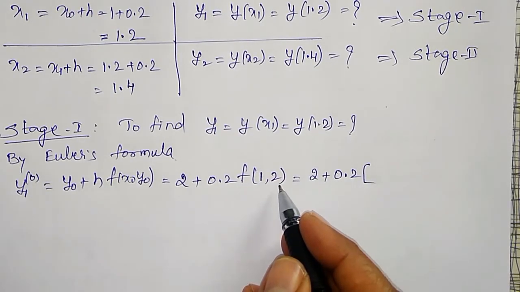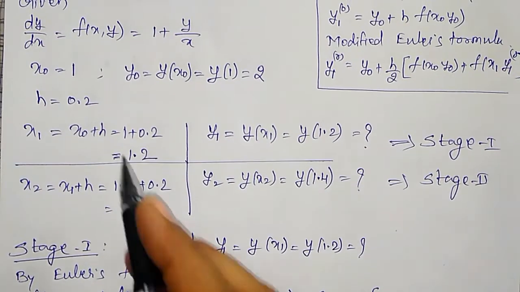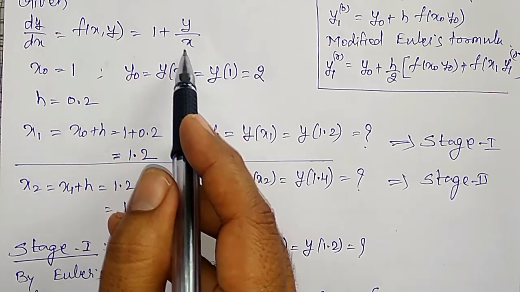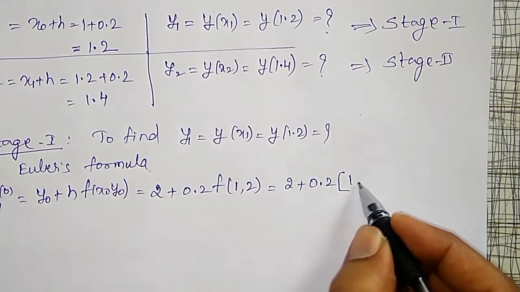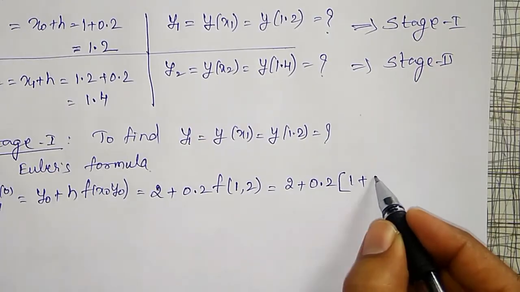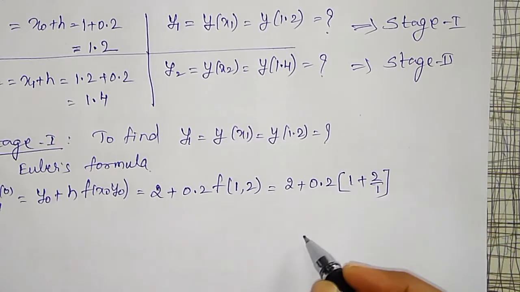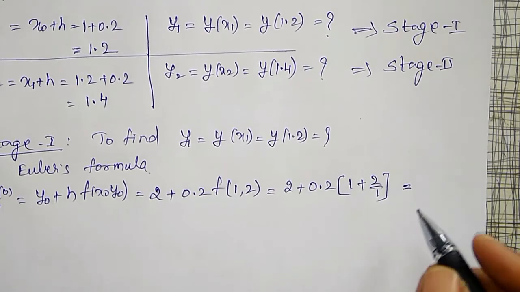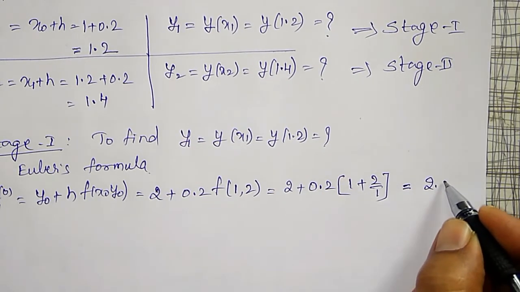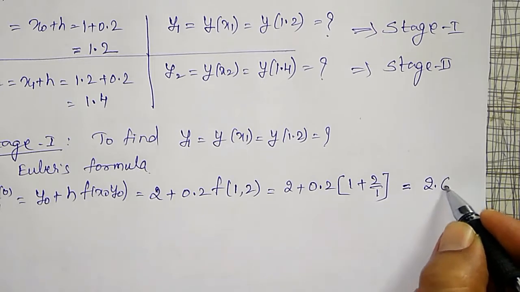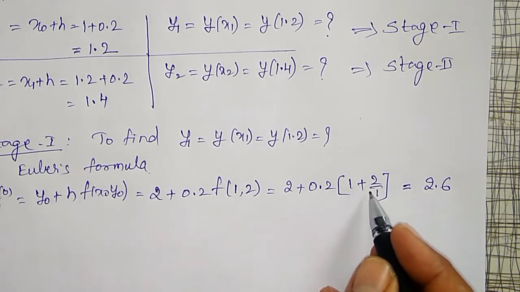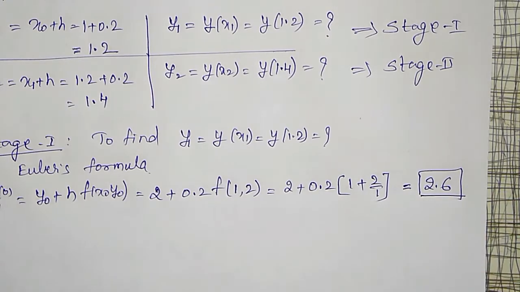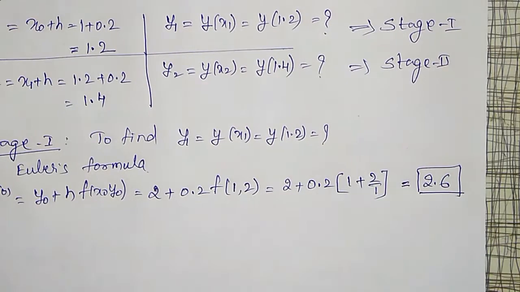f of x comma y. What is my f of x, y? The function f of x, y is nothing but 1 plus y by x. That I will use here: 1 plus y, y is 2, divided by 1. Its value, using a calculator, comes out to be 2.6. This is my first approximation, the predicted value of y.